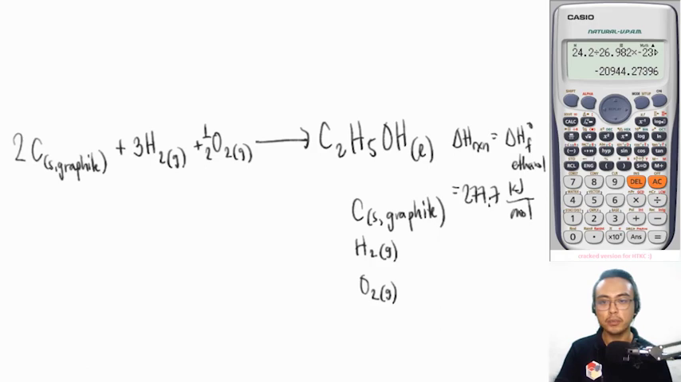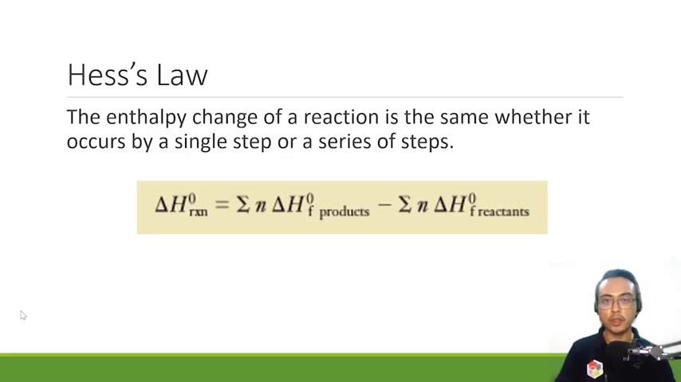Okay, let's move on. We are now nearing the end of our lesson. So we will be discussing Hess's law. Hess's law is a very convenient way for us to determine the enthalpy change of a chemical reaction simply by using the enthalpy of formation of the reactants and the products.